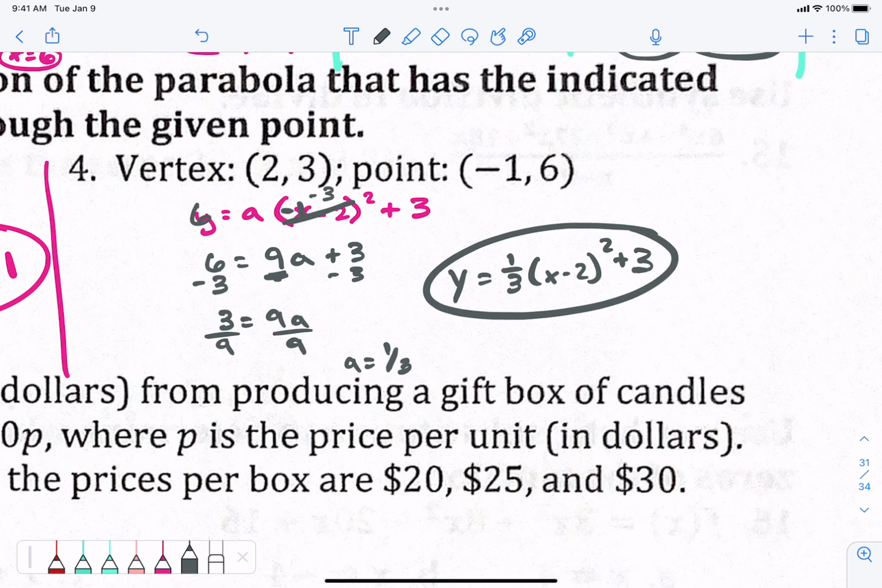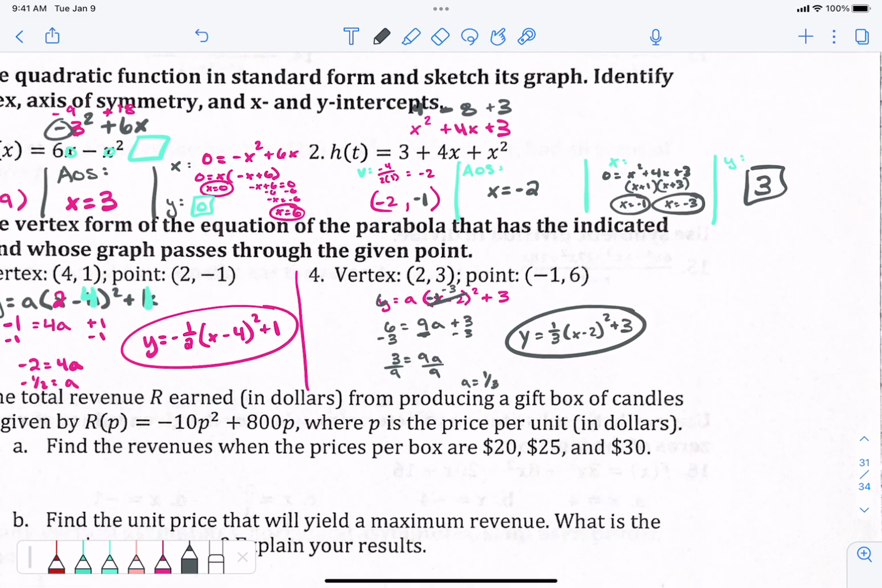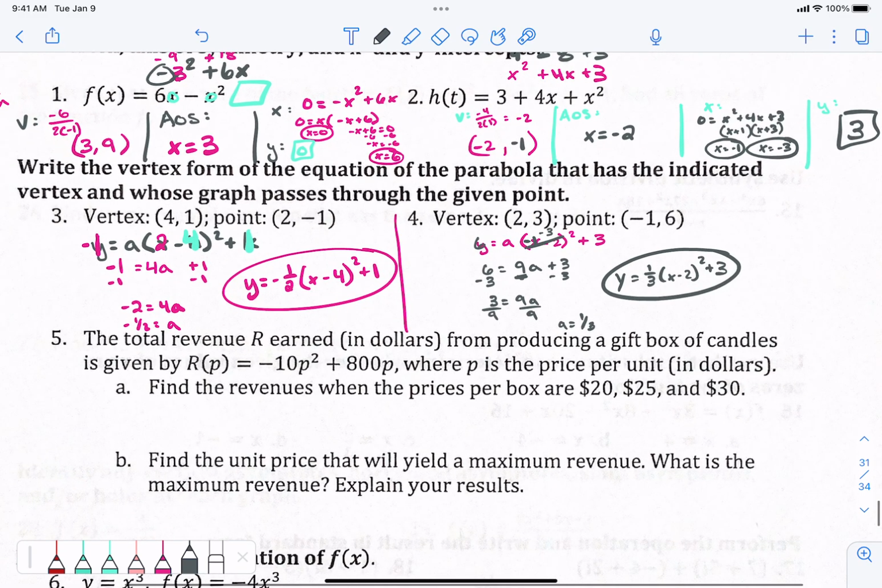You want to get a by itself, so you divide by 9. I think that worked out perfectly, right? In your head you're like, hey, it's a nice number. I do that all the time.